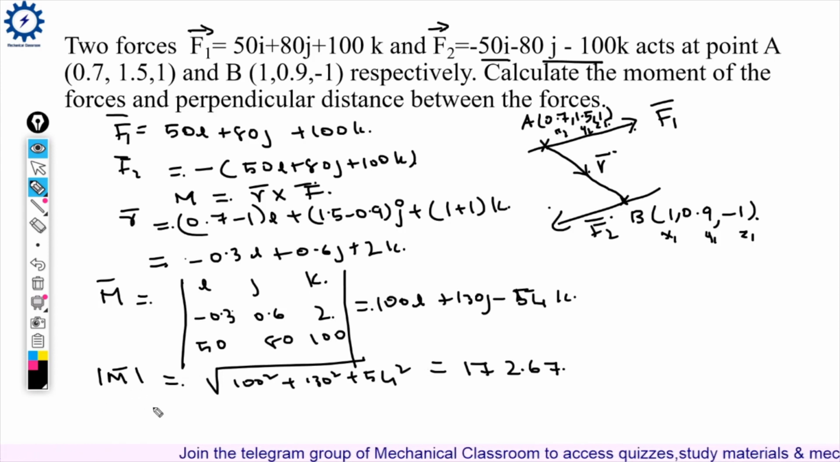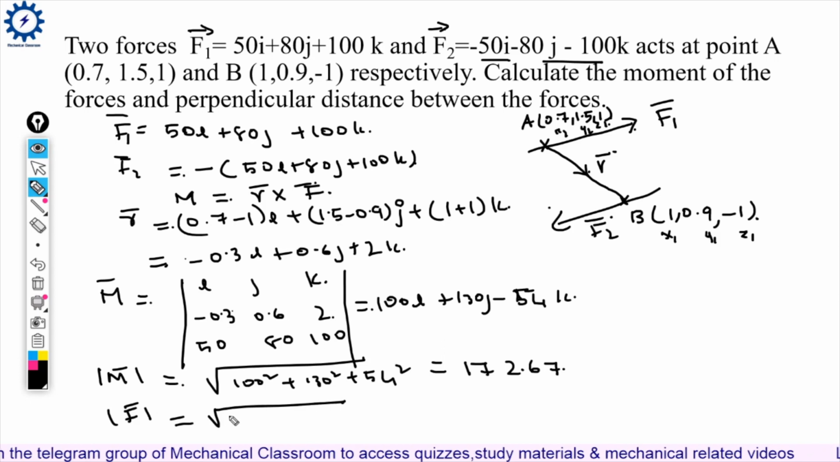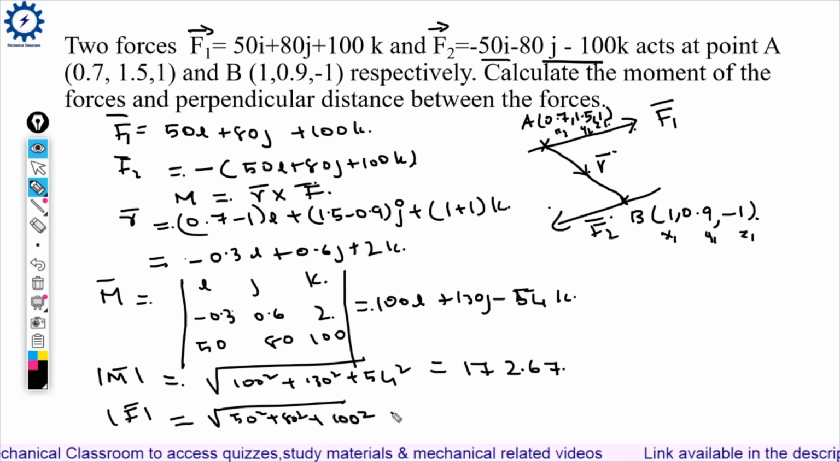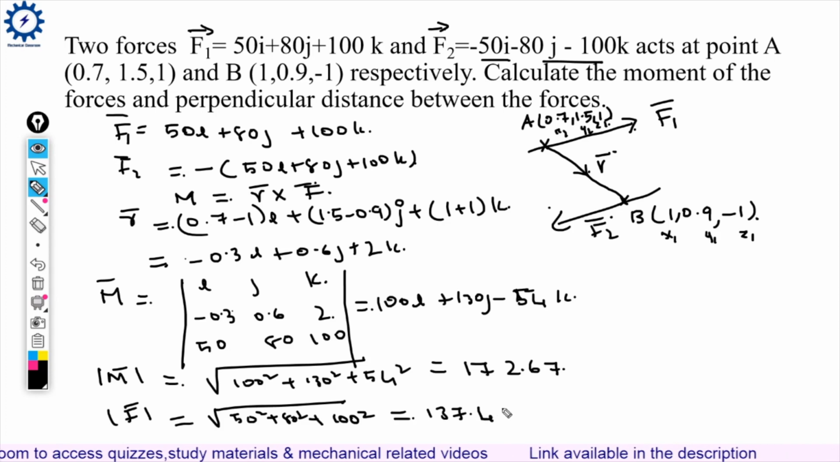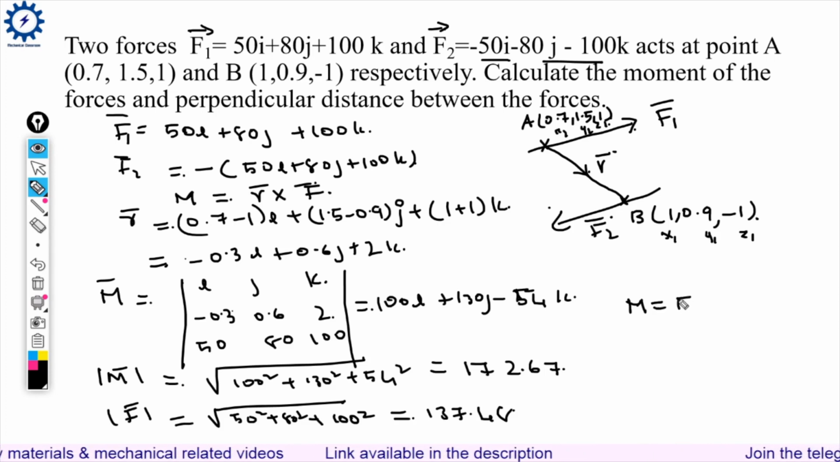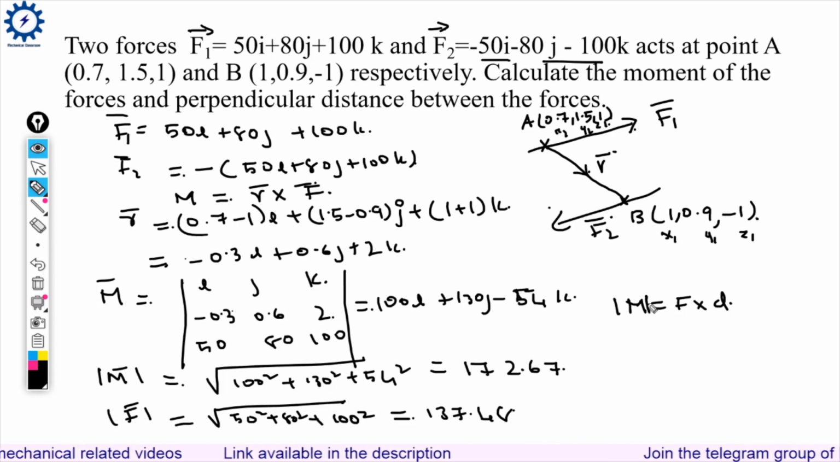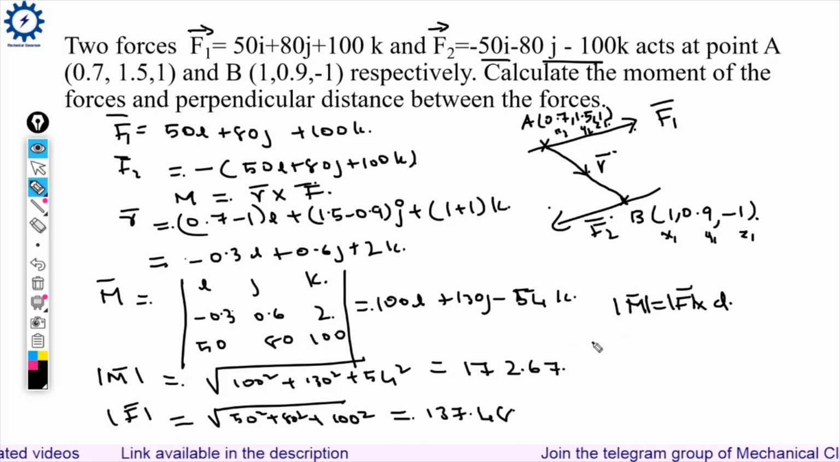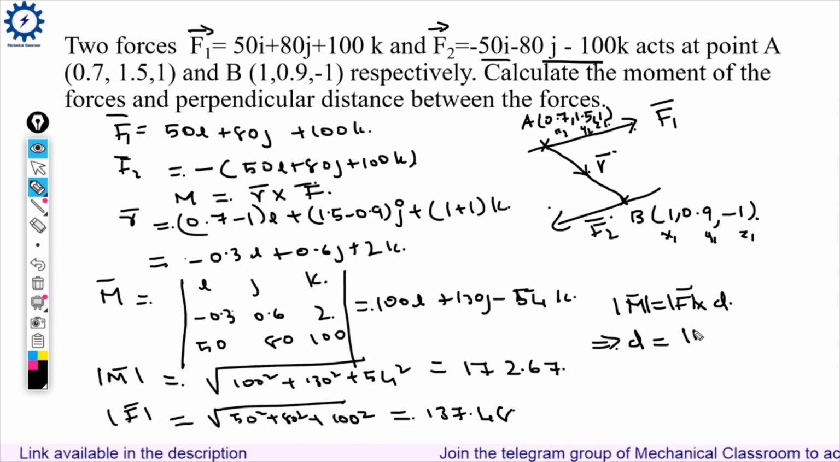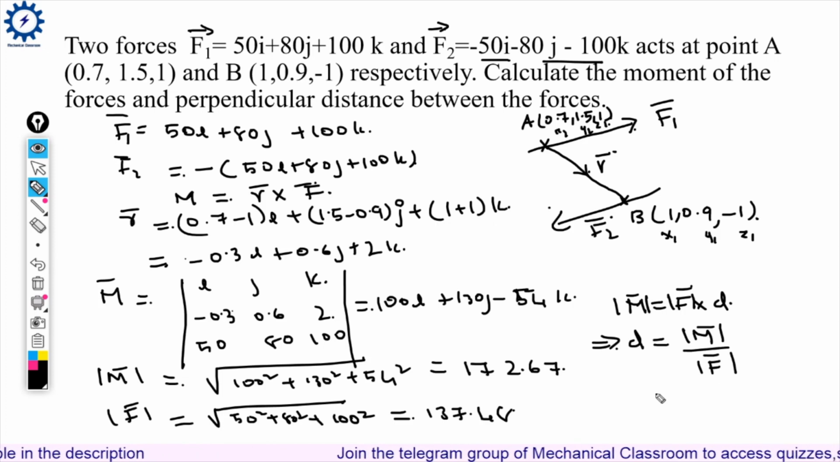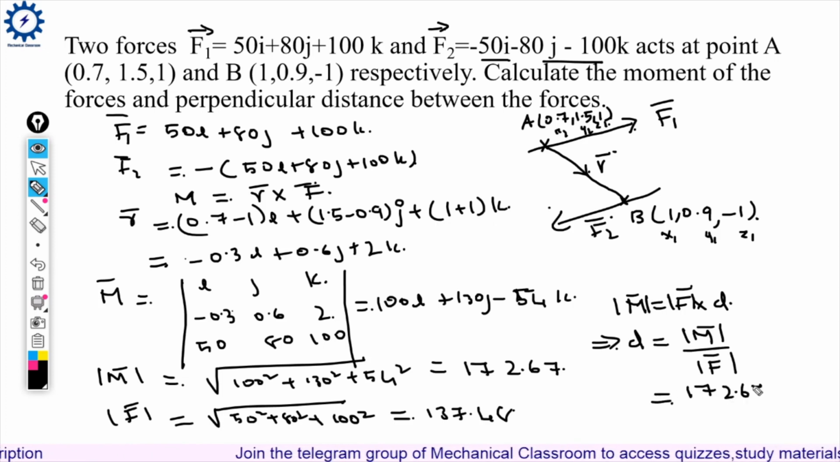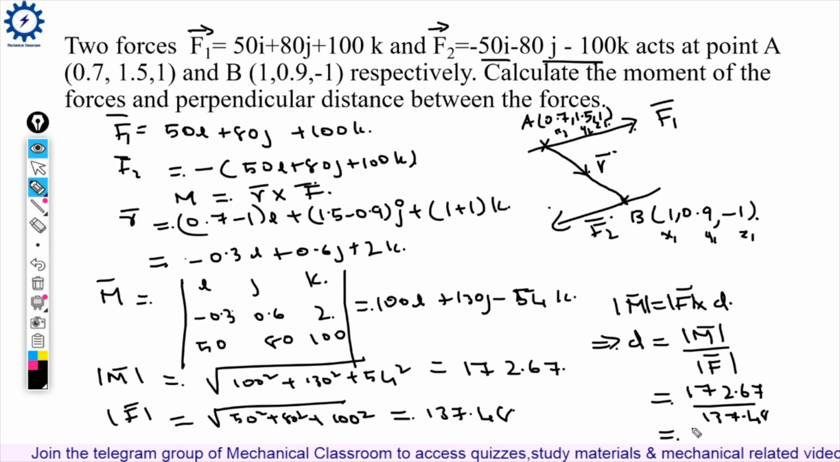Now, what is the magnitude of force? Magnitude of force equal to root of 50 square plus 80 square plus 100 square, which is equal to 137.48. We know from the scalar approach, moment of force equal to force into perpendicular distance. So we have got the magnitude of moment and the magnitude of force here. So perpendicular distance equal to magnitude of moment by magnitude of force, which is equal to 172.67 by 137.48, which is equal to 1.26.